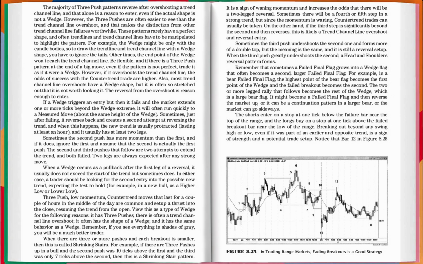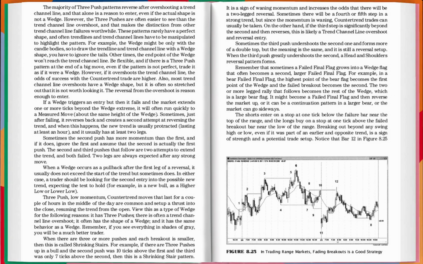These patterns rarely have a perfect shape, and often trend lines and trend channel lines have to be manipulated to highlight the pattern. For example, the wedge might be only with the candle bodies, so to draw the trend line and trend channel line with a wedge shape, you have to ignore the tails. Other times, the end point of the wedge won't reach the trend channel line. Be flexible, and if there is a 3 push pattern at the end of a big move, even if the pattern is not perfect, trade it as if it were a wedge. However, if it overshoots the trend channel line, the odds of success with the countertrend trade are higher.